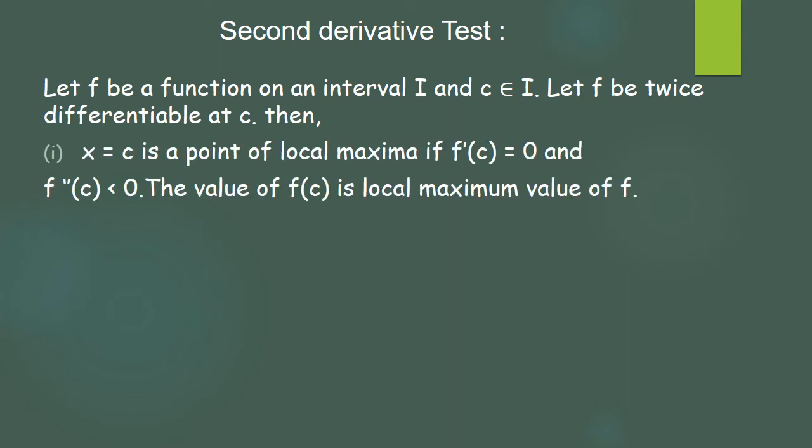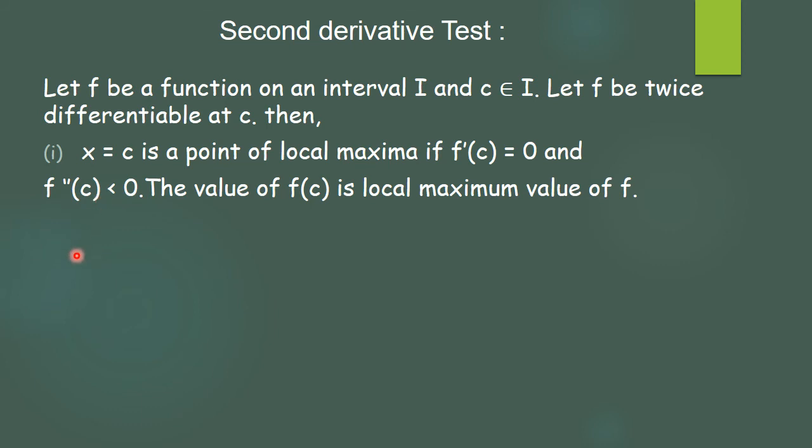First, x equals c is called a point of local maxima if f dash of c is 0 and f double dash of c is negative. Here exactly opposite, when it is negative, you have the maximum point, or that is called a local maxima, and the value of f of c is a local maximum value of f. Now this is the first.